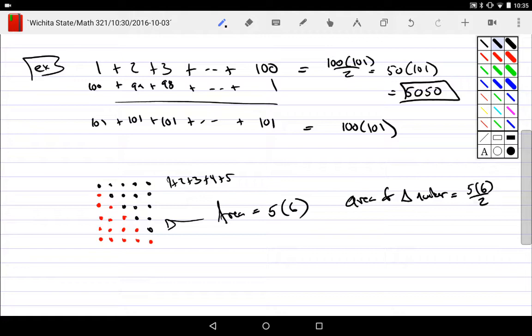It's the same formula, right? This is a geometric proof of the same formula. Why is it n times n plus 1 over 2? Because of this rectangle.